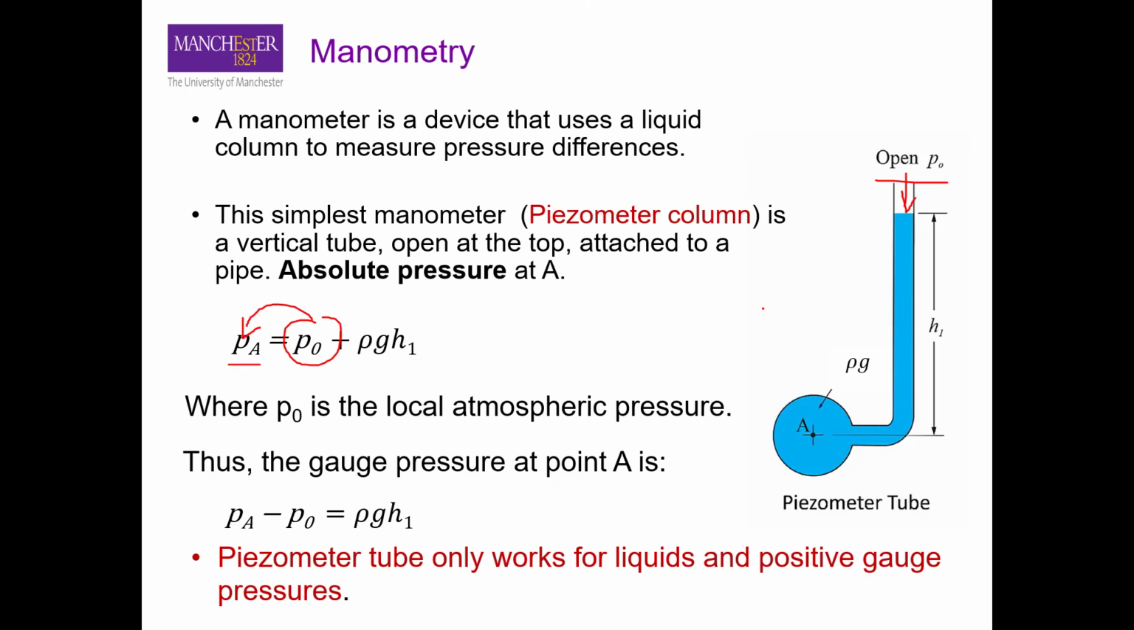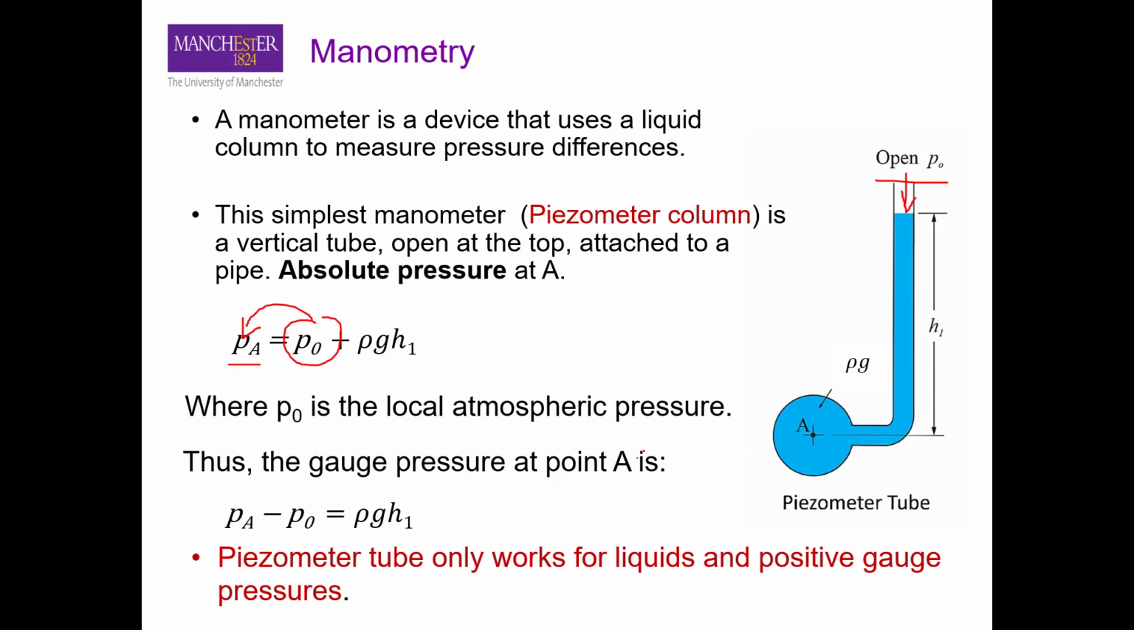One of the limitations of this piezometer is that it can only be used for liquids, because if you use it for gases, the gas can just escape to the atmosphere. Also, these tubes are used for positive gauge pressures. It means pressures above atmosphere. And the reason is, if you have a vacuum in this system here, the gas can actually penetrate from the atmosphere through the liquid to the system. Okay.